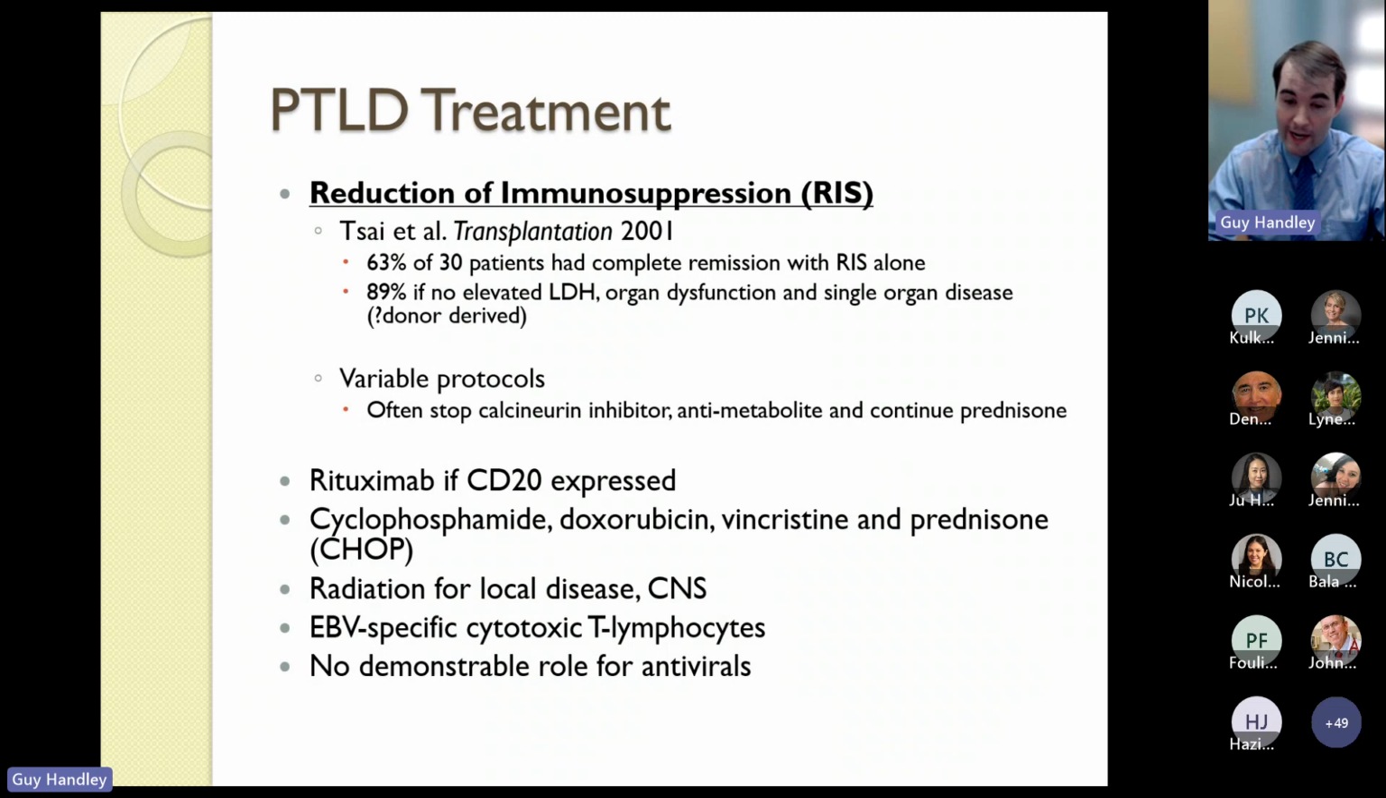What's becoming more available is actually EBV-specific cytotoxic T cells. There's more research in stem cell transplant, I'd say, for this, but it is an emerging modality for solid organ transplant. And again, there's been no evidence that antivirals have any benefit in this process because it's an expansion of latently infected cells. It's episomes. It's not lytic virus, and so that's why the antivirals really won't help.